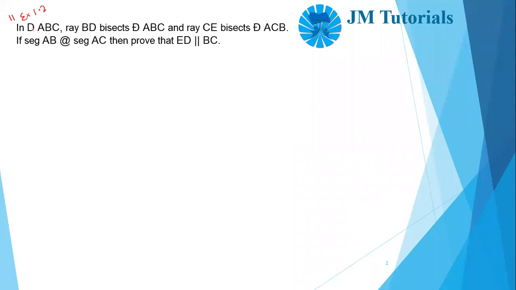In triangle ABC, ray BD bisects angle ABC, and ray CE bisects angle ACB. If seg AB is congruent to seg AC, then prove that ED is parallel to BC. The symbols are supposed to appear as angle and congruent, but because I copied it in PowerPoint, it is showing this.